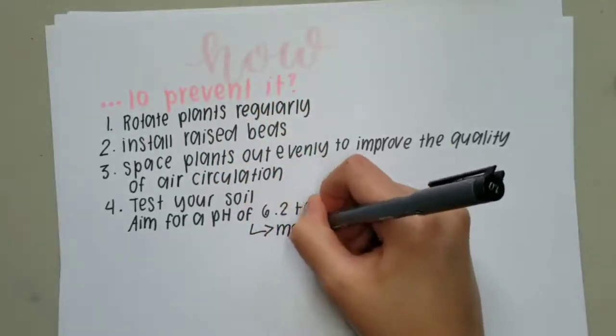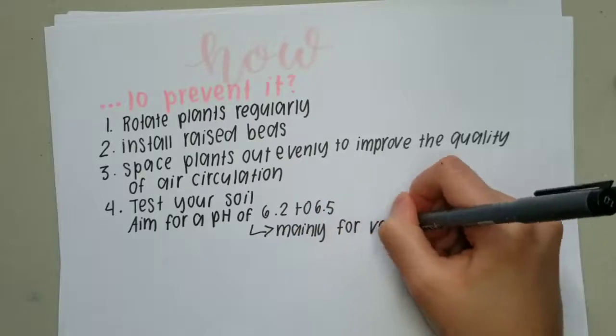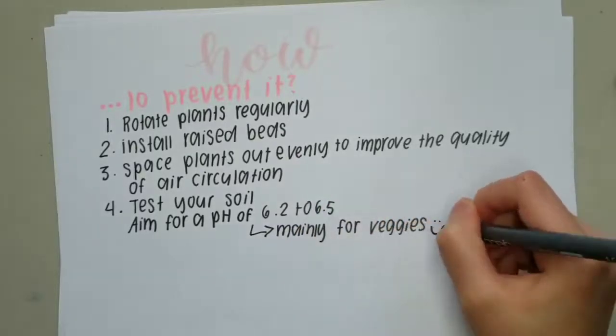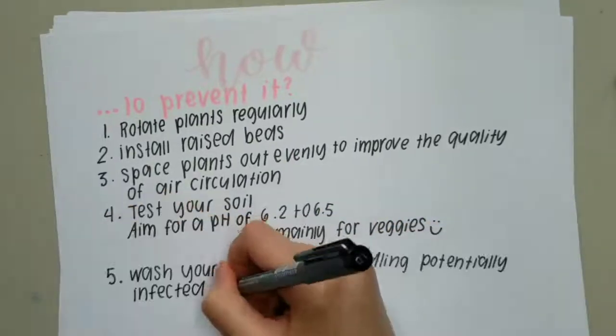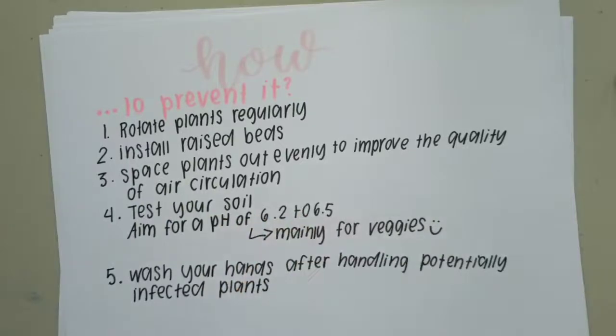Testing your soil is also very beneficial. If you are growing vegetables, aim for a pH level of 6.2 to 6.5. Finally, ensure that you wash your hands after handling potentially infected plants.